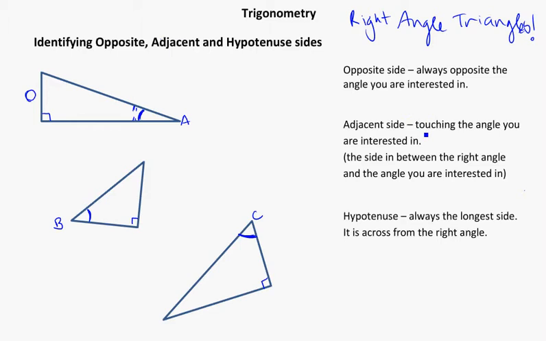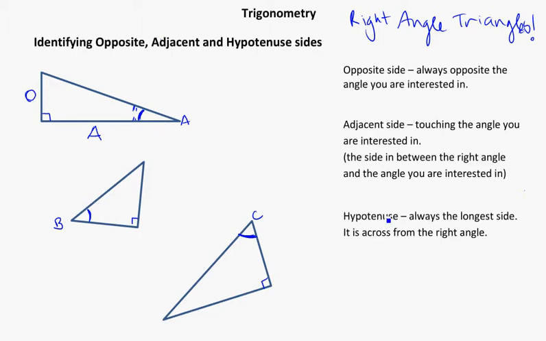The next one to look at would be the adjacent, and adjacent literally means to touch. And so the adjacent side is the one touching the angle of interest. And in this case, it happens to be the short side here, the adjacent. And another way people sometimes think of this is that it's the side that's between the right angle and the angle of interest. So it's actually connecting the right angle to the angle of interest. It's adjacent to the two angles.